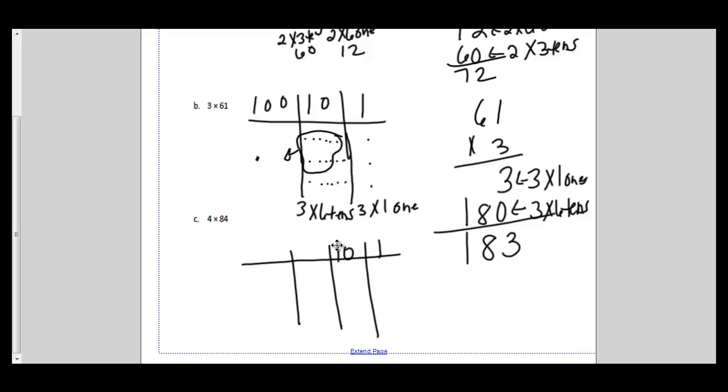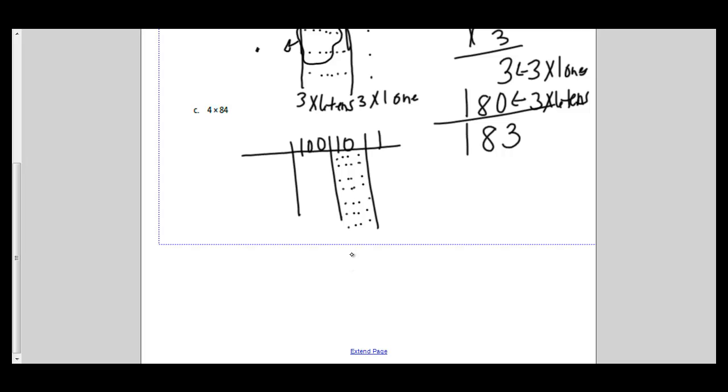ones, tens, hundreds. I don't know why I made that extra column, but just in case, I guess. All right, so I've got 84, so I've got 1, 2, 3, 4, 5, 6, 7, 8. That's 1. That's 2. That's 3. So that's 4. So that is 8 tens times 4. And then I've got 4 ones, four times.